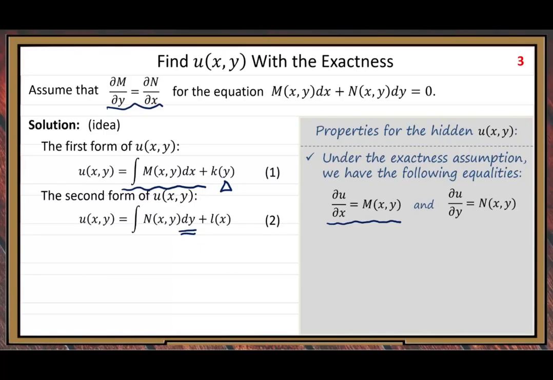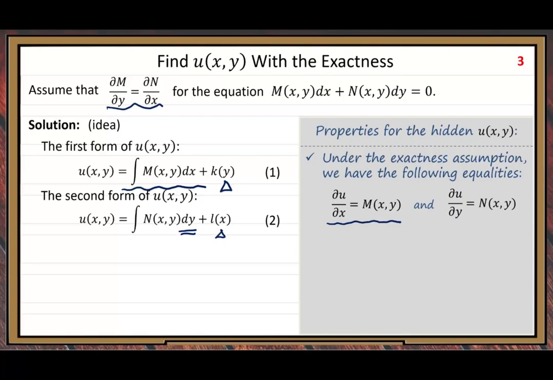So for dy, this time we treat y as variable and we treat x as constant. Then the constant term may contain the x variable. So here we use the little l function to represent the constant term with respect to x variable, and this l function is to be determined.